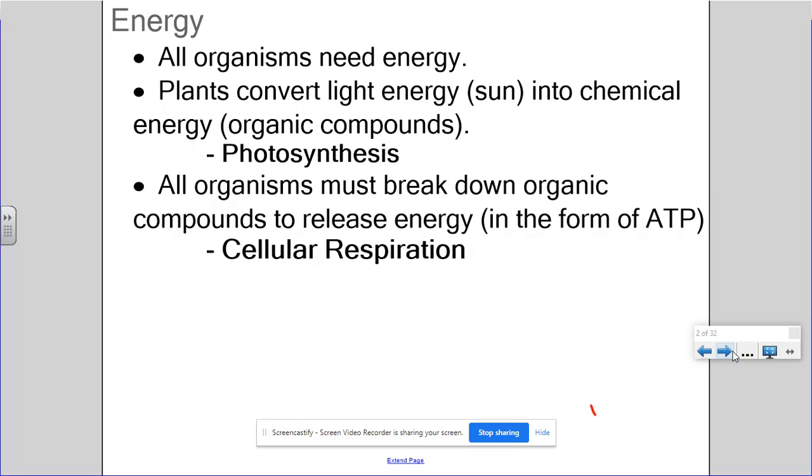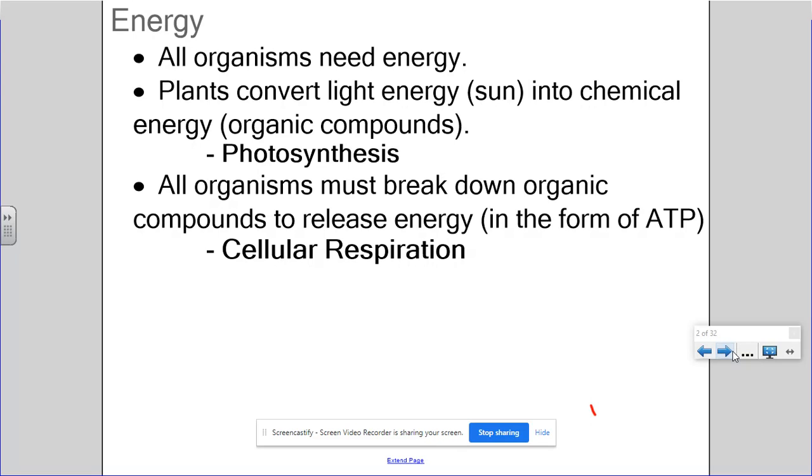We should know that all organisms need energy and that the ultimate source of energy is the sun. Photosynthesis is the name of the process by which plants make chemical energy, as in food, using sun energy. Please keep in mind that other organisms besides plants can use photosynthesis, such as algae and some types of bacteria.